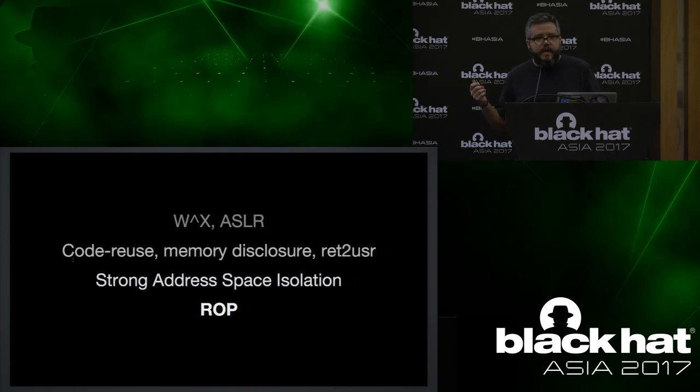We also have ASLR, which is address space layout randomization, which basically consists in whenever you run your program, the data structures and the functions are in different memory positions. And by doing that, you prevent an attacker from knowing the addresses of the things that he needs to corrupt or from knowing where he needs to redirect control flow to. So this is sort of some sort of obfuscation.